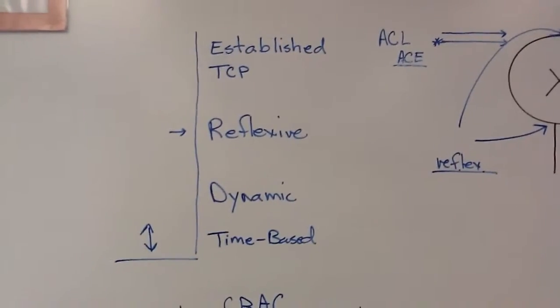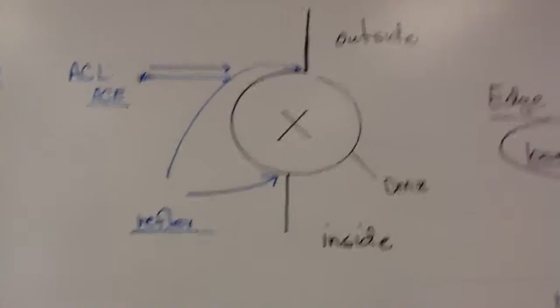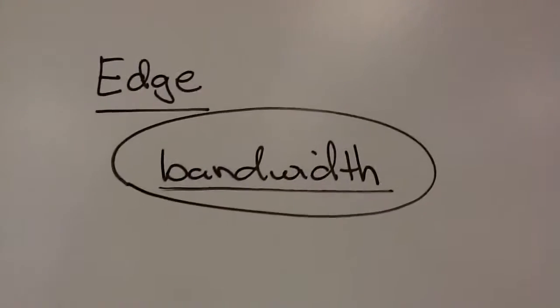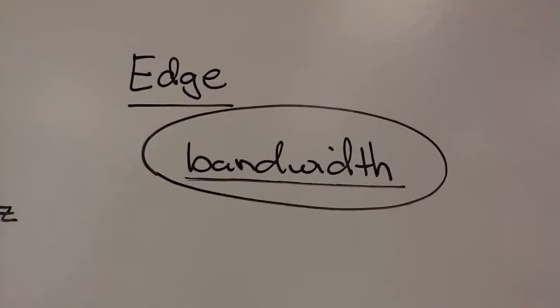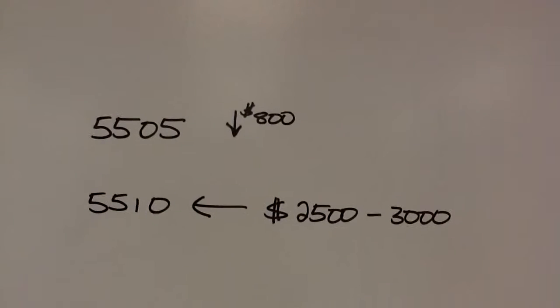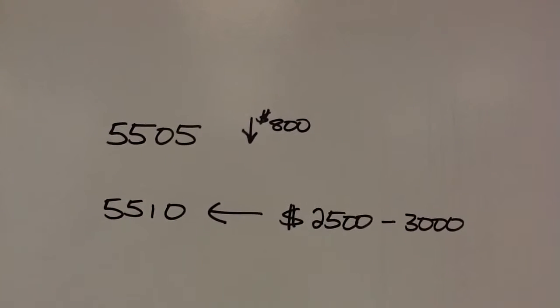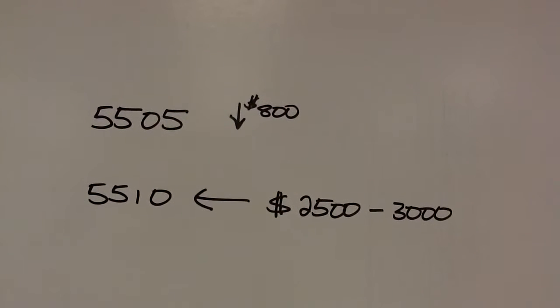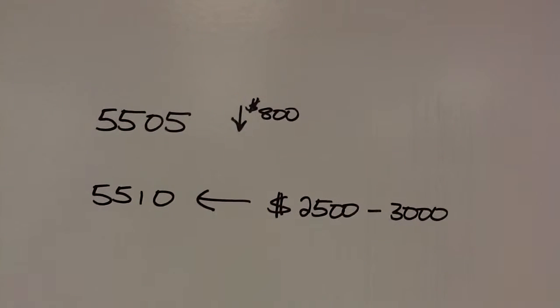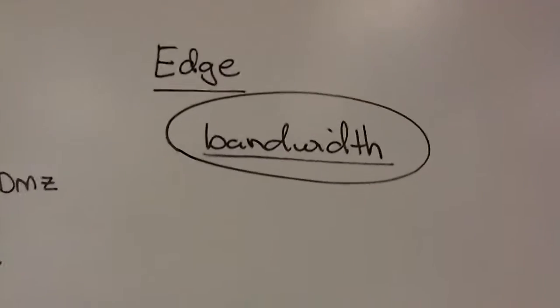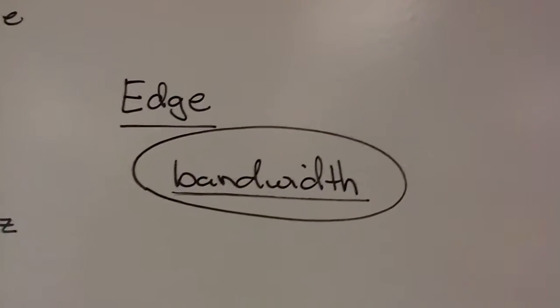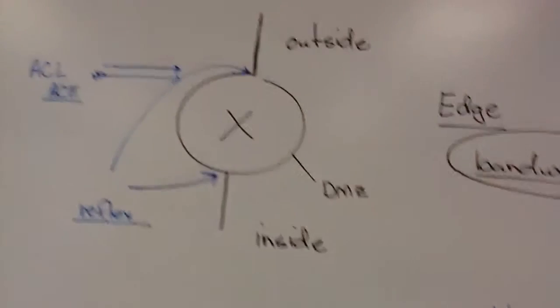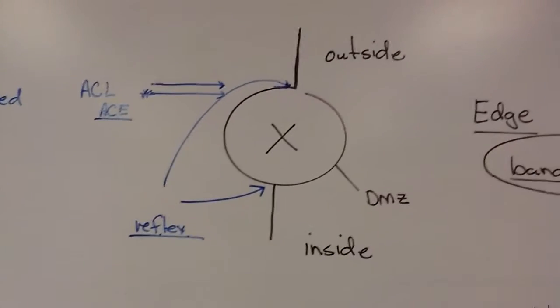We talked about managing this edge device. We spent some time talking about bandwidth. If you purchase a device for the edge, for example, here's a couple Cisco products, an ASA 5505, probably under $800. A 5510, you could spend $2,500 to $3,000. A lot has to do with capabilities and how much bandwidth and so forth the device can run at on the edge.